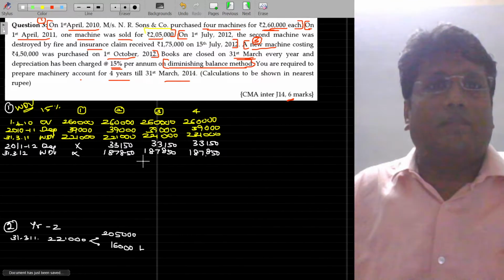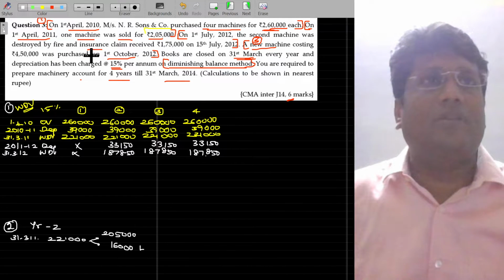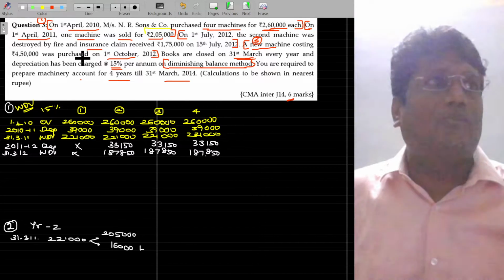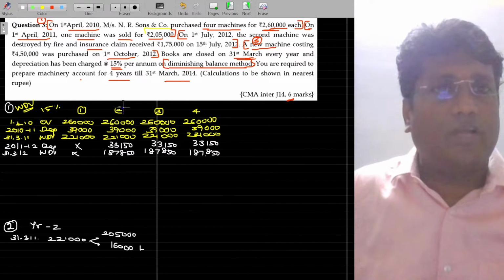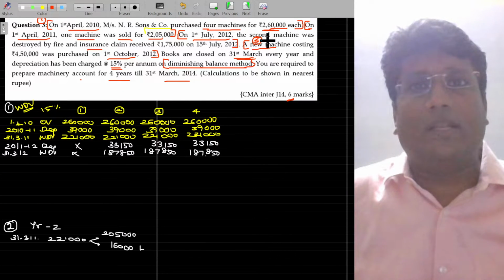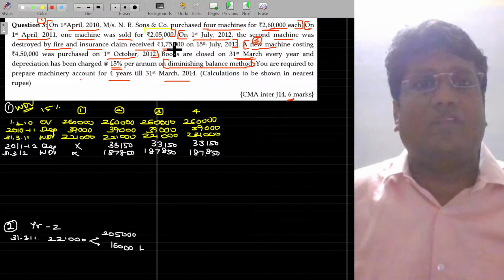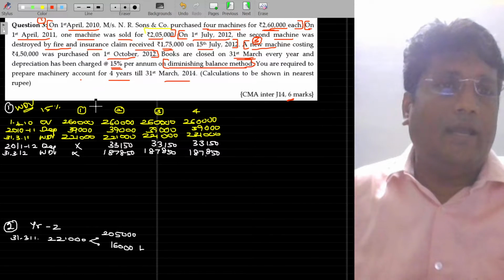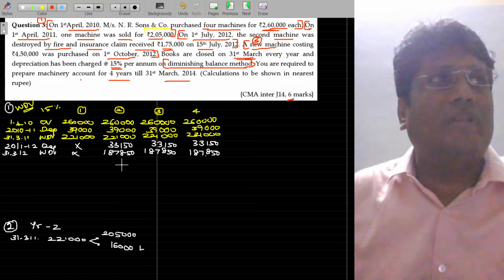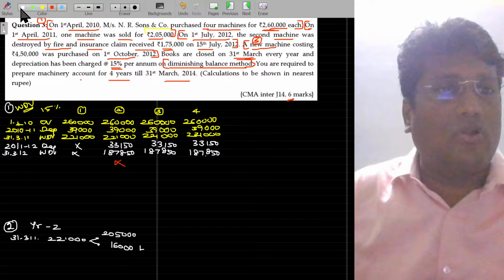Now, in the year 2012-13, the third year, two things happened. One is that one of the assets was destroyed in a fire accident. Another is the purchase of a new asset. On 1st July 2012, the second machine was destroyed by fire. An insurance claim of 1,75,000 rupees was received on 15th July. I assume the second asset is lost. For this asset, I have to provide depreciation up to the date of loss, so I'll skip this and work it out separately.